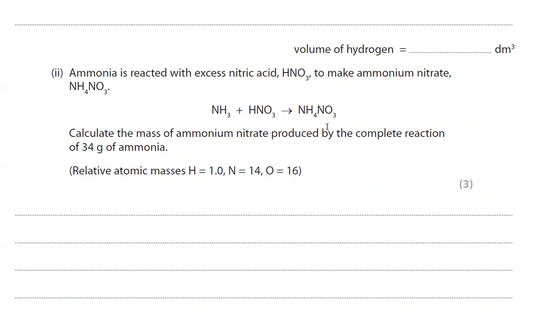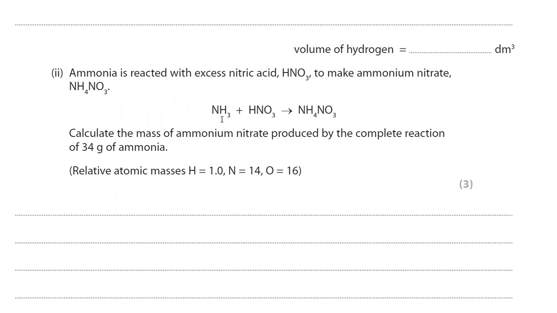So this is a moles question, right? They have given you information about ammonia, so use ammonia. Find the moles of ammonia, then compare it with what? What is the ratio between ammonia and ammonium nitrate? 1:1. Right. So that means whatever the moles for ammonia are, the moles for ammonium nitrate will be the same, right? Yes. So that's what you will do.